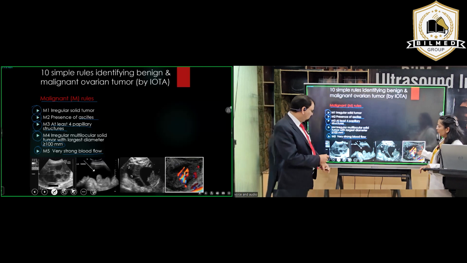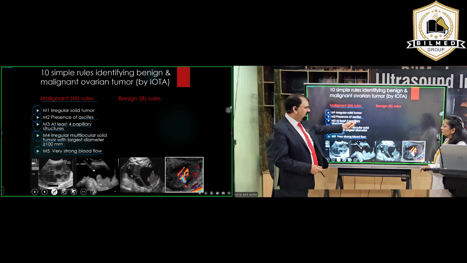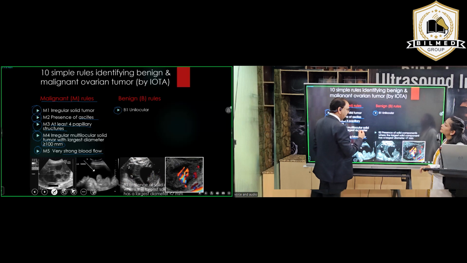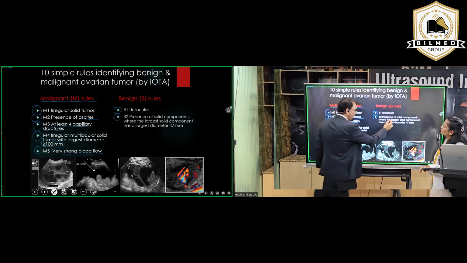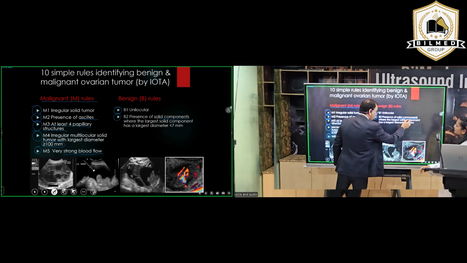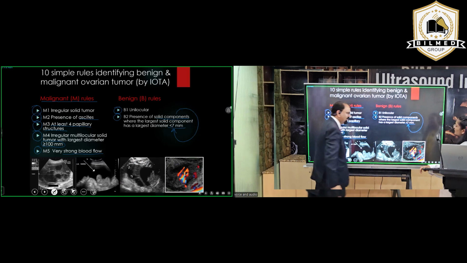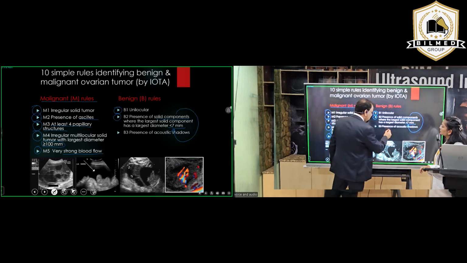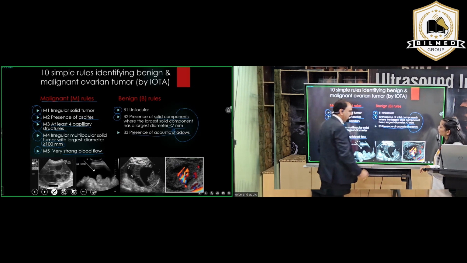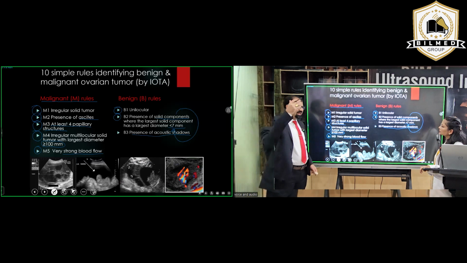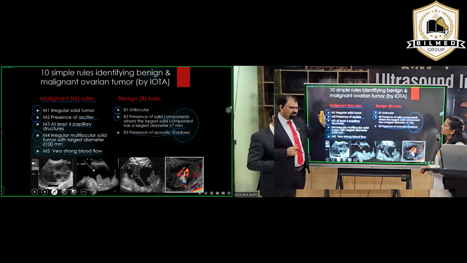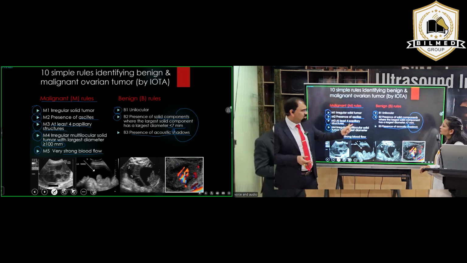And they have been shown here also. Now in benign, first it will be unilocular. Second, I will be having a solid component, but this solid component is less than 7 millimeters. Thirdly, I will be having some acoustic shadowing. If there is acoustic shadowing, it means that there is some calcification over the top, from which I am having the shadowing, and wherever calcified foci are there, it is going in favor of benign.